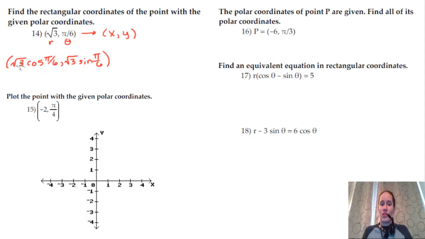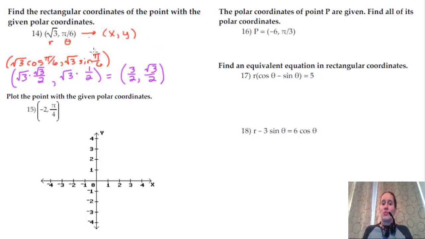And these values are on the unit circle, so we want to use what the cosine of pi over 6 is. So you look at your unit circle over there in the first quadrant, and you should see that cosine of pi over 6 is square root of 3 over 2, and sine of pi over 6 is 1/2. So we need to multiply each of those by square root of 3, which gives us our point. Square root of 3 times the square root of 3 is 3. So the first part of that is 3/2. Square root of 3 times 1/2 is square root of 3 over 2.